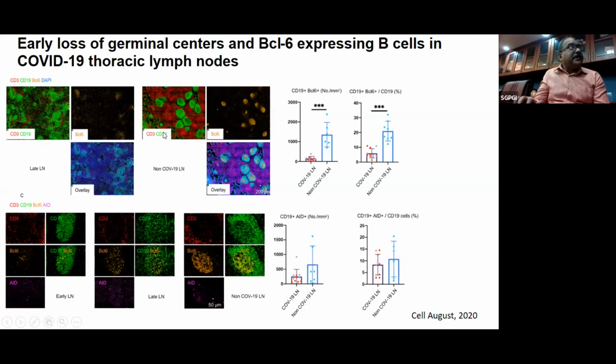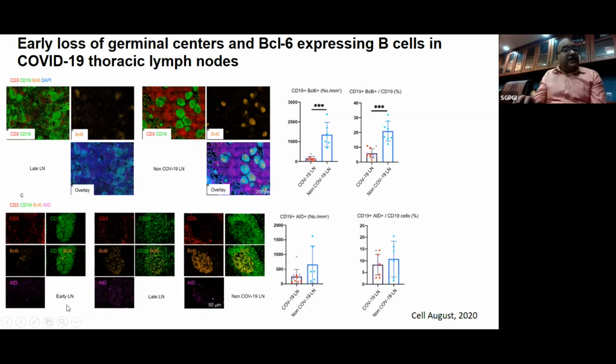CD3 is for T cells, and CD19 positive cells are B cells. This is the overlap image. However, in patients who had COVID and who had died by the end of 3 weeks, you can see almost negligible expression of BCL6 in the thoracic lymph node, and there is no overlap with the B cells.